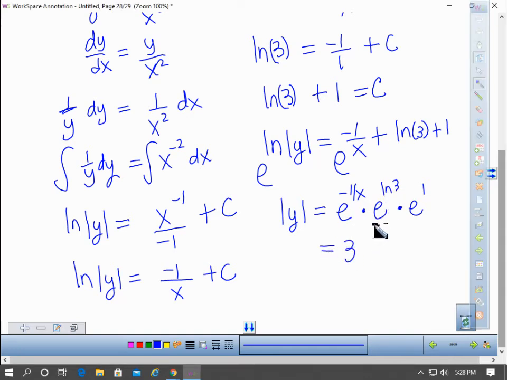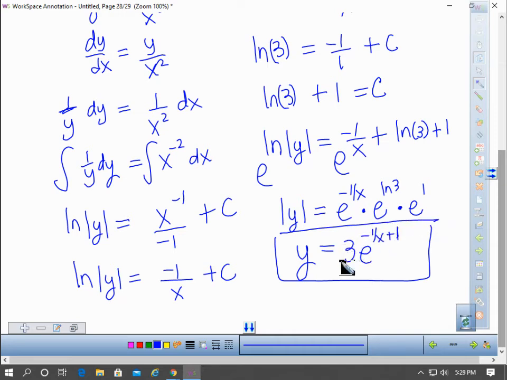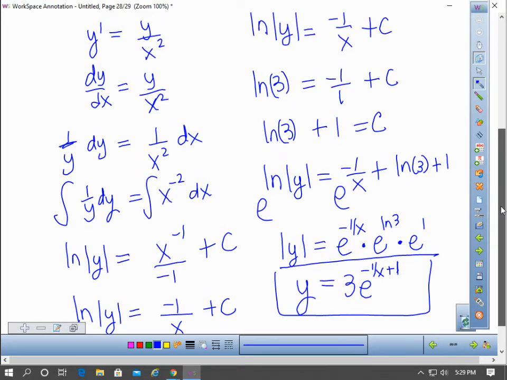And then, we can put these back together if we want to, because that's not really going to help us. So it's negative 1 over x plus 1. We can just write that as that. Now, this is a positive expression, so y equals that expression. E to any power is positive, so this is going to be a positive answer. All right, so that is our answer.